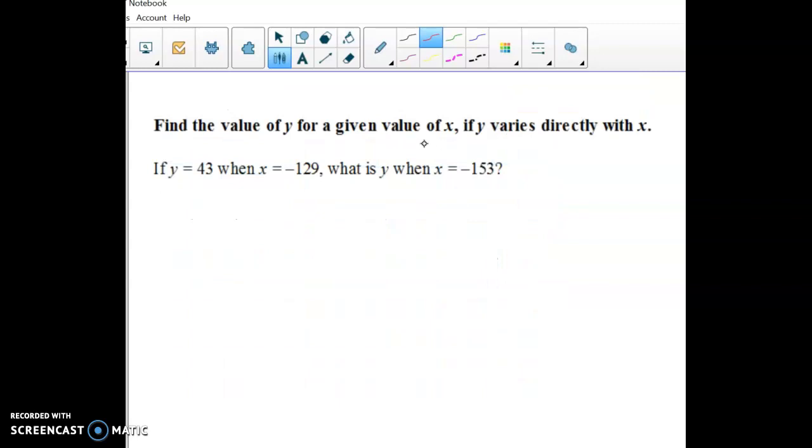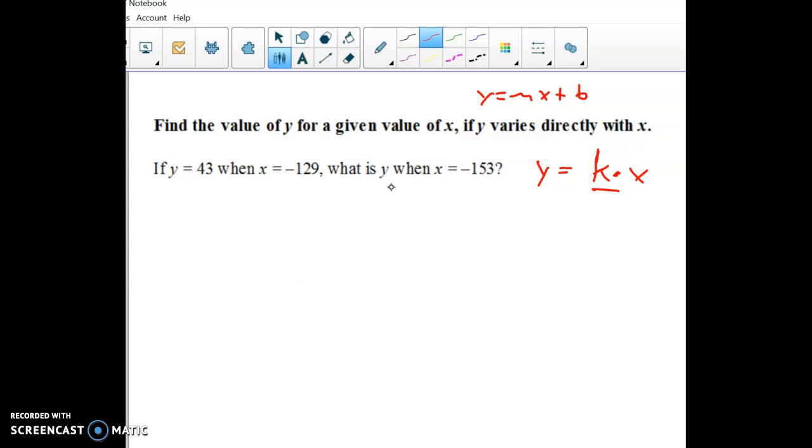Okay, direct variation. So this one asks about direct variation, and the equation that's relevant is the direct variation equation, which is y equals some constant k times x. So basically it's slope-intercept form, but with no y-intercept, right? It has just a slope. So your job is to see if you can figure out what k is and then complete the equation.